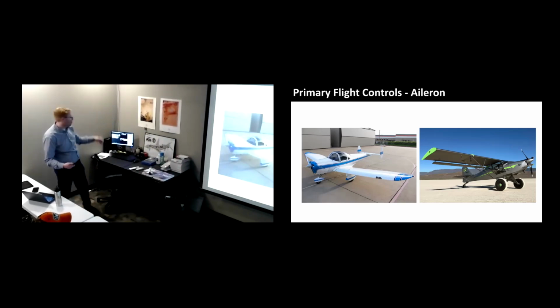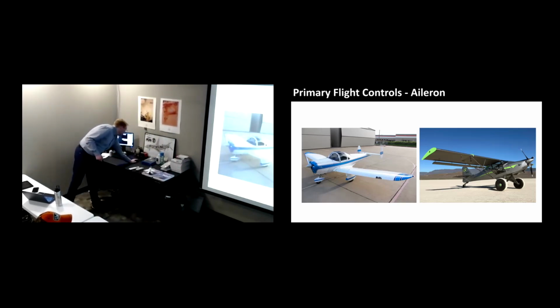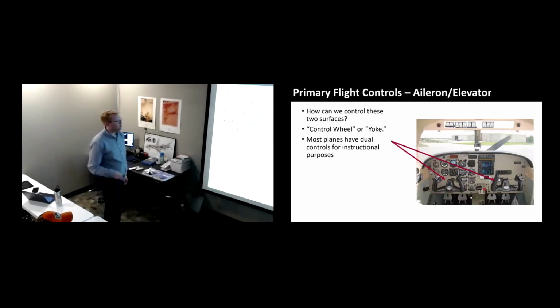If you go look at a large airplane, you won't see those kinds of designs. A fighter jet is going to have a paper thin wing in comparison to this. Again, so how do we control these surfaces?